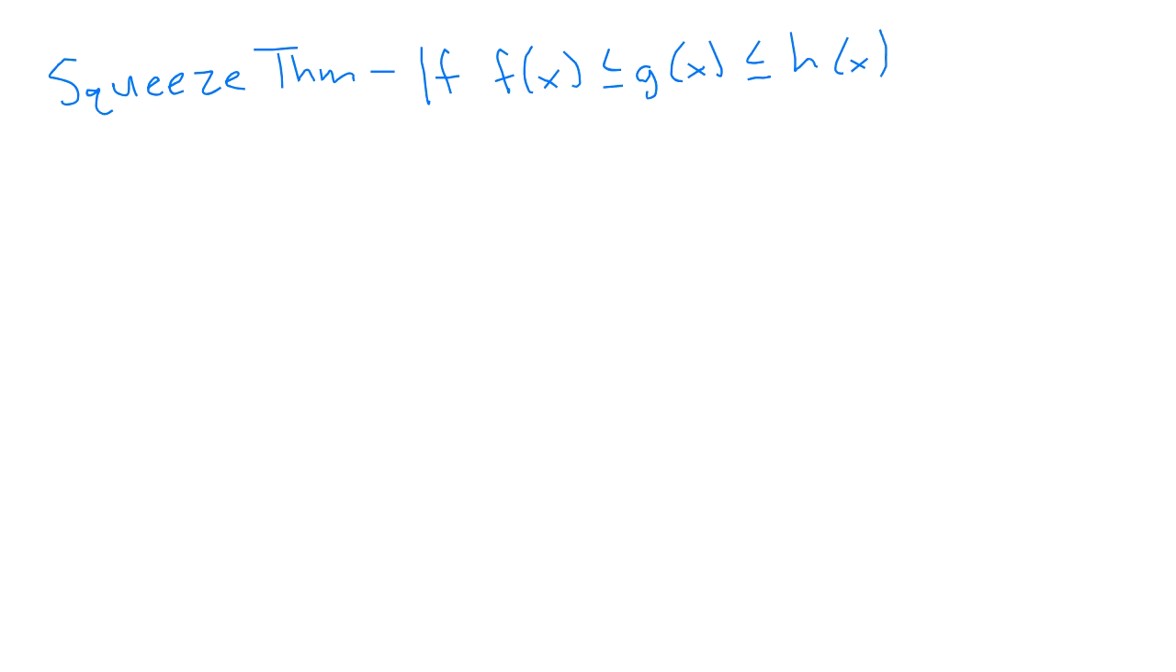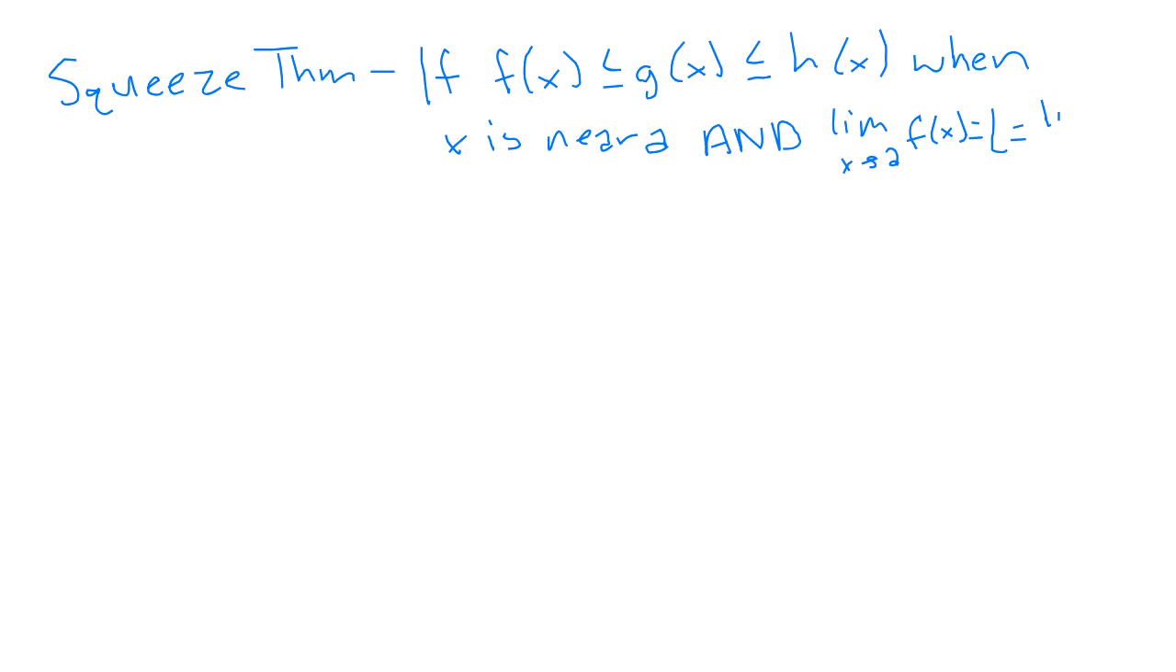And this doesn't have to be for the whole function, just whenever x is near a, and our limit as x approaches a of f of x exists and equals our limit as x approaches a of h of x, which is L, then we can say for sure that the limit as x approaches a of g of x does in fact equal that same L that we get from over here.